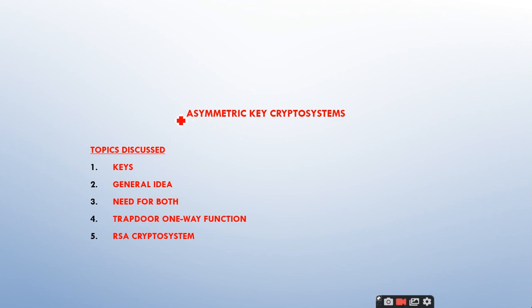Now we are going to enter a very important topic, the asymmetric key crypto systems, where we will discuss what type of keys we have, the general idea behind asymmetric key cryptography, and why we require both symmetric and asymmetric key crypto systems. We will end our discussion with the trapdoor one-way function. The RSA crypto system we will take as an example, and we are going to discuss it in the next session.